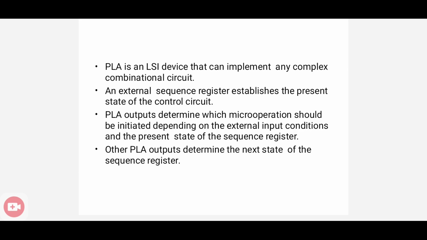So these are all about PLA control. PLA control is an LSI device. It is the third method for control logic design, in which the decoder and the decision logic are implemented with a PLA along with a sequence register. This sequence register establishes the present state of the control circuit. By using the external input condition and the present state of the sequence register, the PLA generates micro operations. Clear?